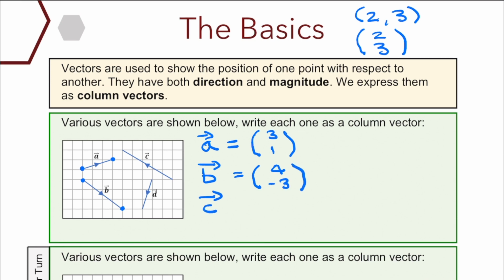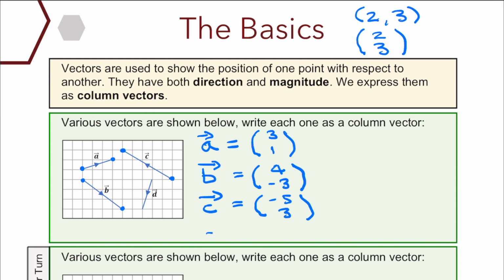Same idea with vector C. This time we can see we're actually starting bottom right. So always look at the way that the arrow is pointing, and we're finishing top left. So how do we do that? Well, we need to move 1, 2, 3, 4, 5 squares to the left. So a movement of left, we need a negative number on the top. And then we are moving up by 3. So up, we put a positive 3 underneath.